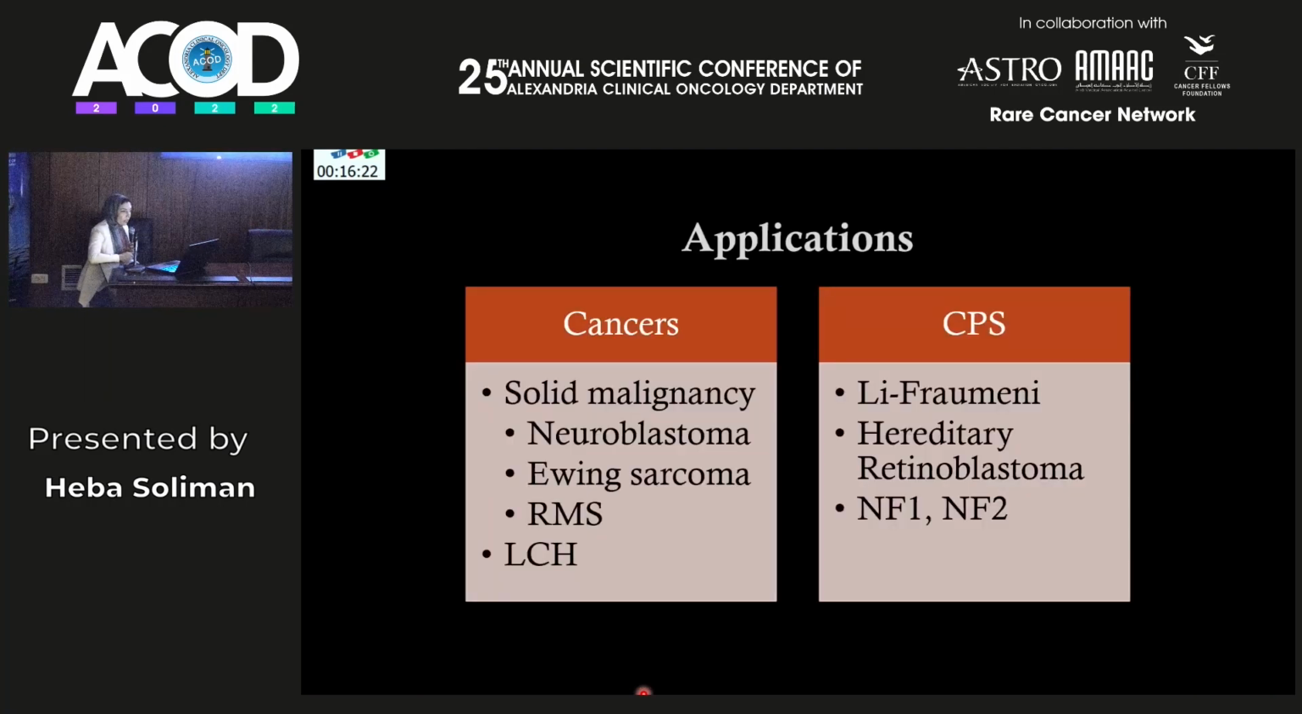Its current application is in cancers and in cancer predisposition syndromes. In cancers, it has been studied extensively and applied in round cell tumors such as neuroblastoma, Ewing sarcoma, rhabdomyosarcoma, as well as Langerhans histiocytosis. And in cancer predisposition syndromes, it has an established role nowadays, for example in Li-Fraumeni syndrome, hereditary retinoblastoma, and NF1 and NF2.